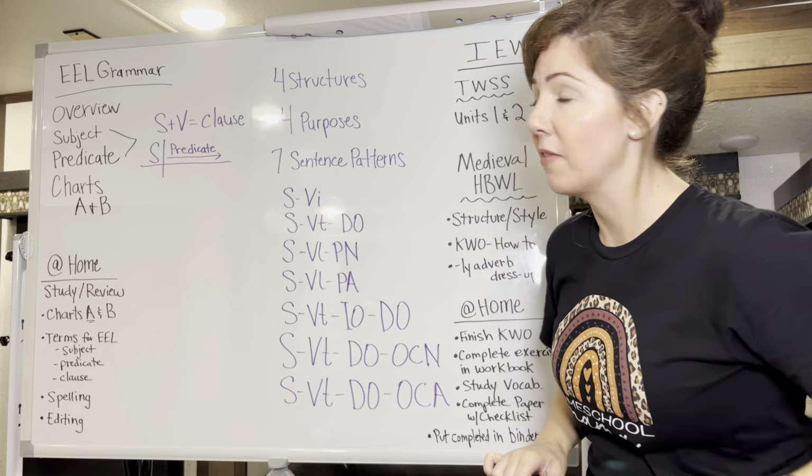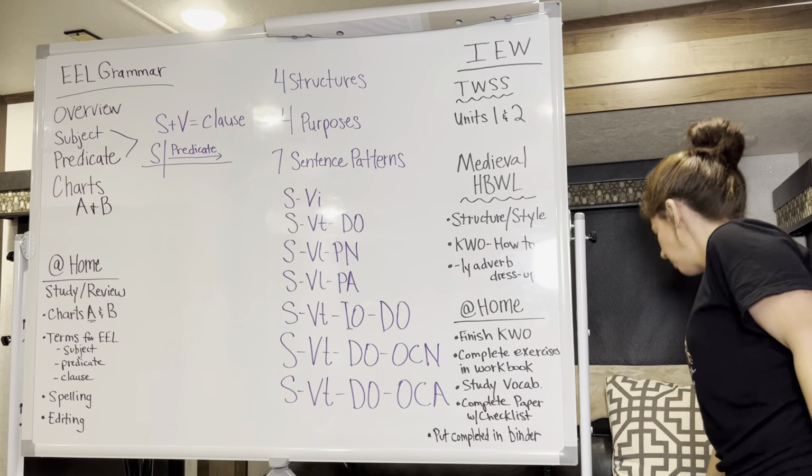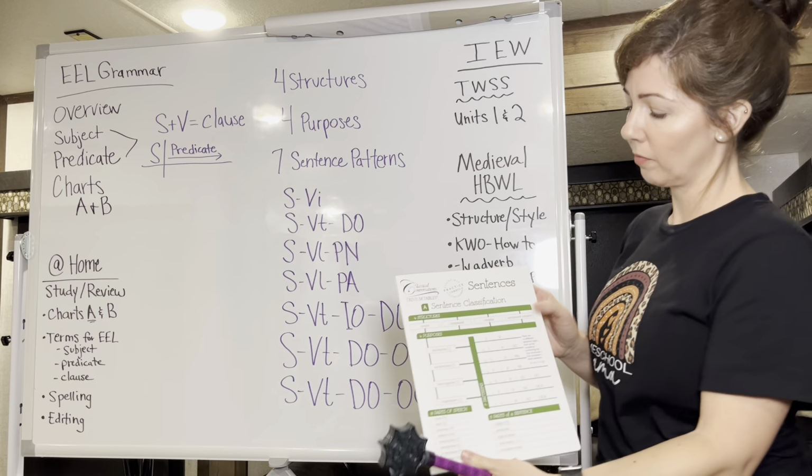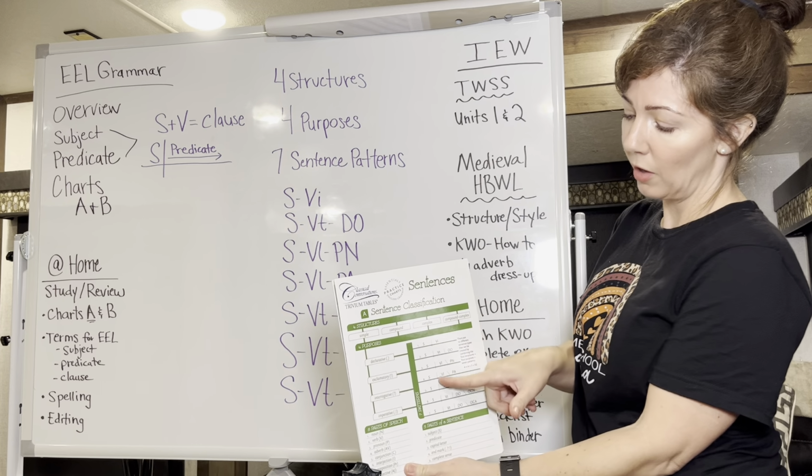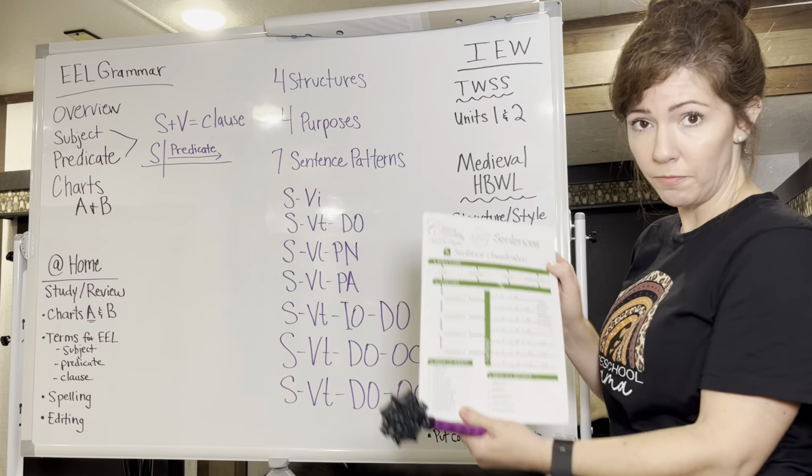And then next we have our 7 sentence patterns. Those are going to be along here on our chart. You have our chart. You will see them there with you.